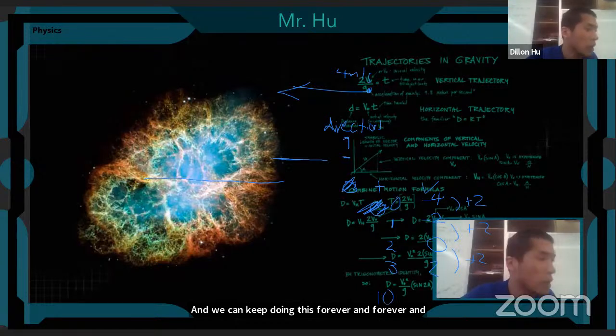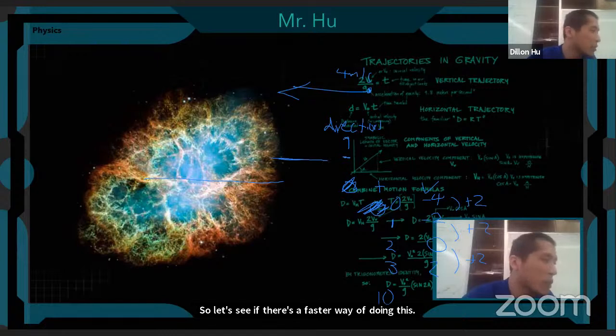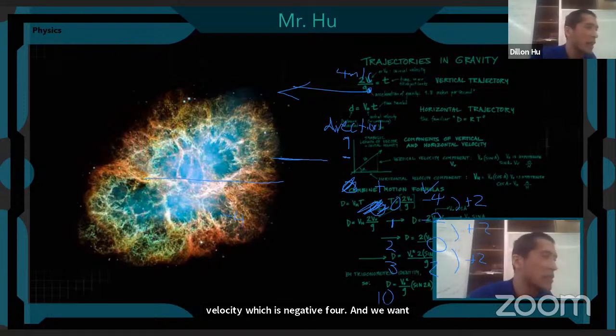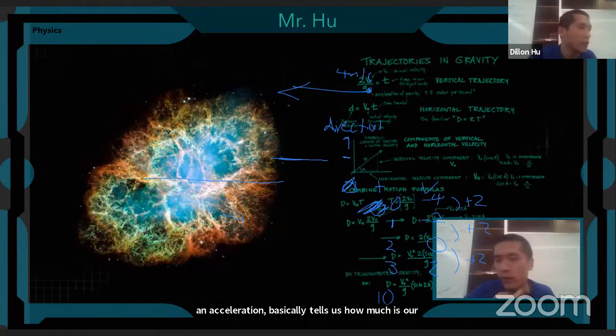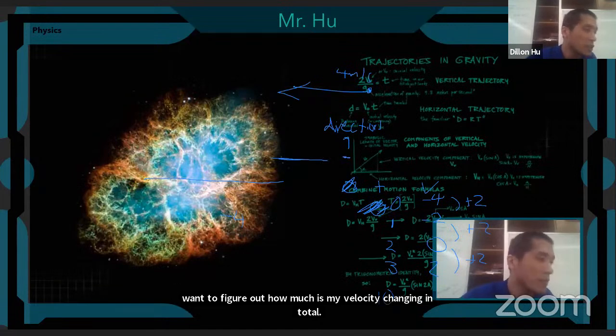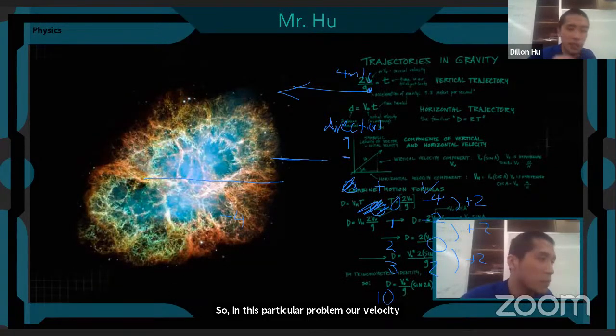But that seems a little slow. So let's see if there's a faster way of doing this. What we want to do is take our initial velocity, which is -4, and add to it. Our acceleration basically tells us how much our velocity is changing per second. So if we want to figure out our final velocity, we want to figure out how much my velocity is changing in total. In this particular problem, our velocity is increasing by 2 meters per second every second.